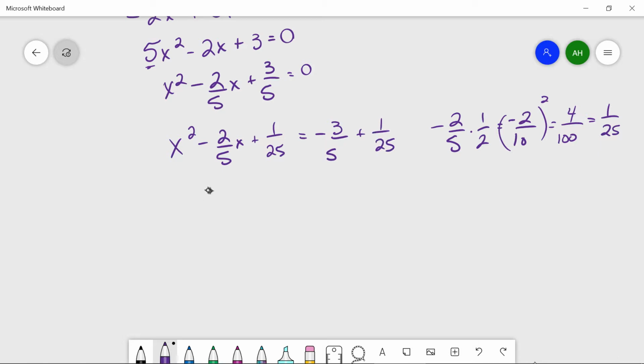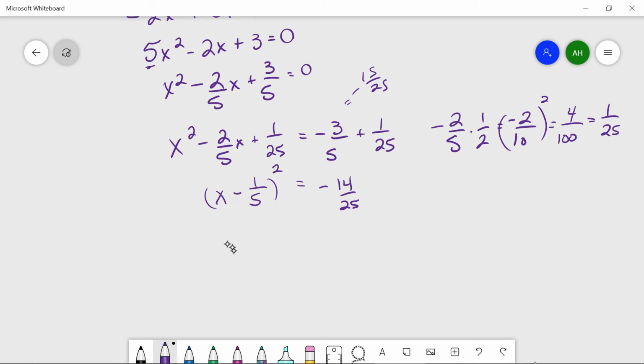Let's find what is the factor of this that's being squared. It's going to be x minus 1/5. Because this is negative, this is going to need to be negative. This 3/5 is going to be negative 15/25. So the negative 15/25 and the positive 1/25 is going to give me negative 14/25. Oh, and this is squared. Sorry, I left them all squared off there.